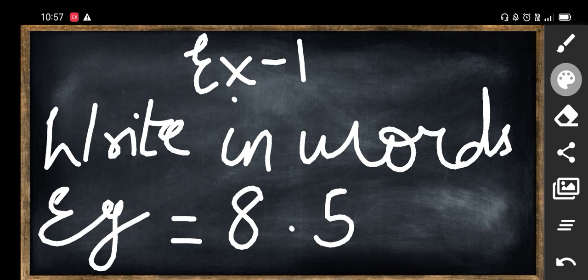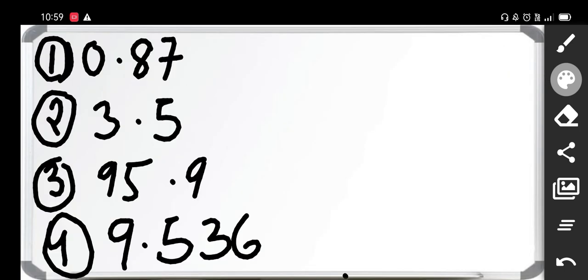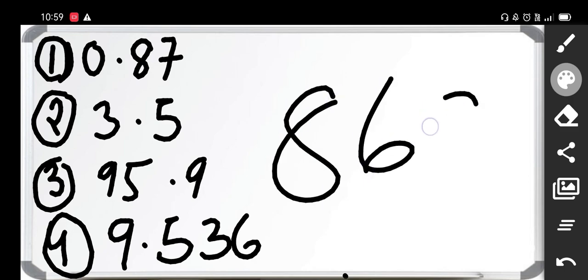Now let's jump into the exercises. So here are the questions. The first question is 0.87, and I'm going to read the answer right now. It is not eighty-seven. If you think it is eighty-seven, it's wrong, because I told you in the introduction video that before the decimal point the number is a whole part, so we spell it how we spell it normally. If the number is 869, we spell it eight hundred sixty-nine. This point is called the decimal point, and before it is the whole part, so we spell it normally.